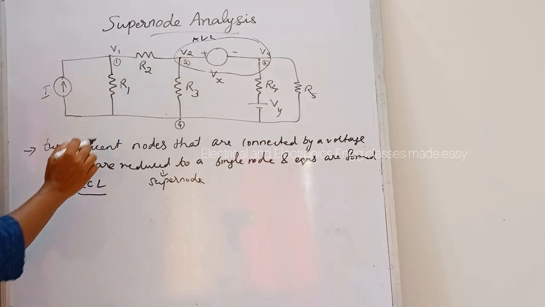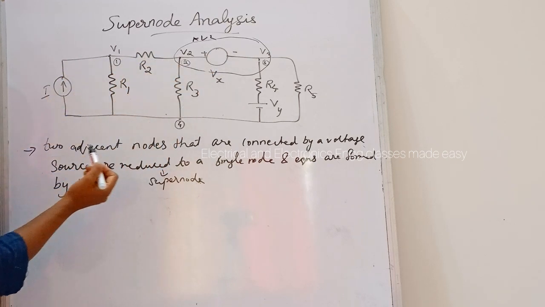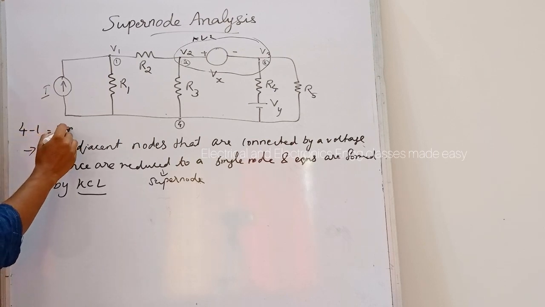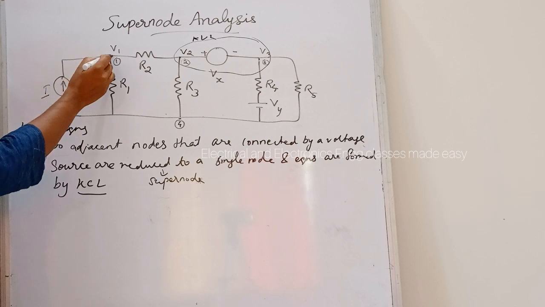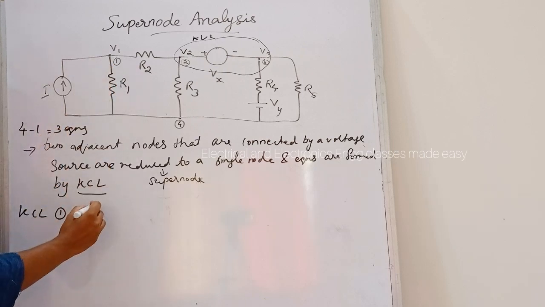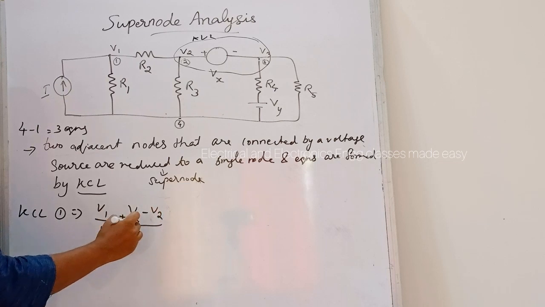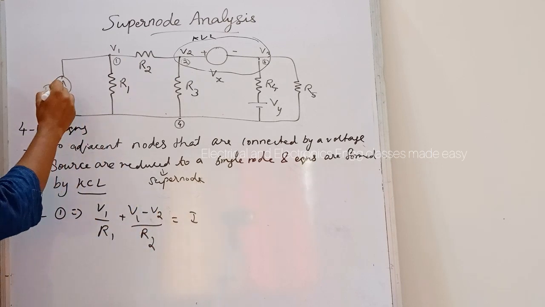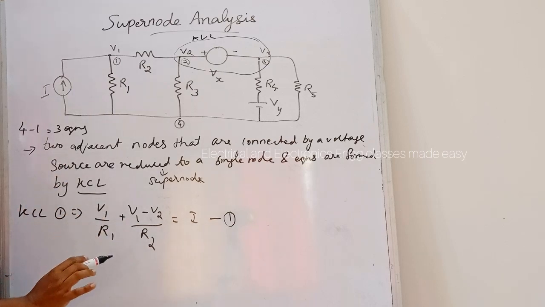So, consider this network. Here there are 1, 2, 3, 4, so 4 nodes are there. So, 4 minus 1, 3 equations will be there. Let us apply KCL at node 1. KCL at node 1, we will get V1 divided by R1, plus V1 minus V2 divided by R2, equal to I, because this I is flowing towards this node. So, this is positive. This is the first equation.